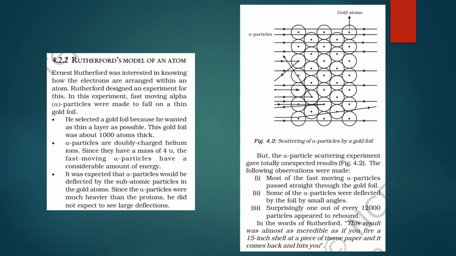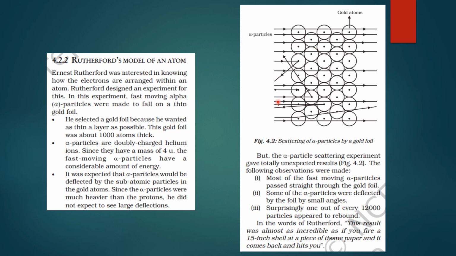Okay, so Ernst Rutherford was interested in knowing how the electrons are arranged within an atom. ठीक है, कि उनका exact arrangement कैसा है. So he designed an experiment for this. ठीक है, experiment में क्या किया, fast moving alpha particles were made to fall on a thin gold foil. ठीक है, तो आप इधर देख सकते हो, दिस इज गोल्ड फॉयल स्ट्रक्चर.